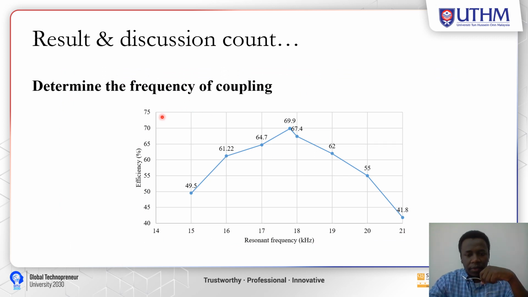First we check at which frequency we will have higher efficiency. We tested different frequencies from 15 to 21 kilohertz, and we noticed that at around 17.8 kilohertz we get around 69.9, around 70% efficiency, which is the highest. So this will be used as the resonant frequency for the system.